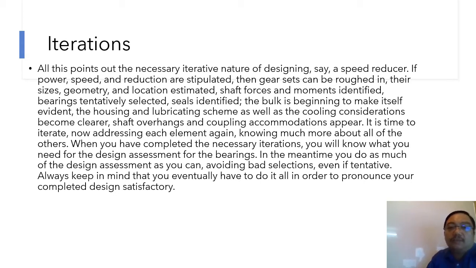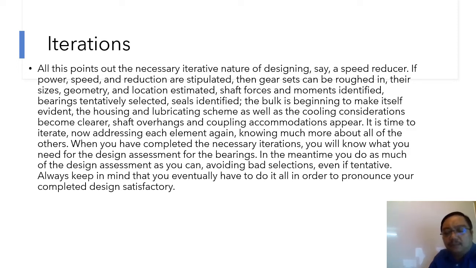At this point it is necessary to note the iterative nature of designing a speed reducer. The power and speed reduction are stipulated. The case set can be rough. The size, geometric location, and estimated shaft forces and moments are identified. Bearings are selected, seals identified. The bulk is beginning to make itself evident. The housing and lubricant scheme, as well as cooling considerations, become clearer. Shaft overhang and coupling combinations appear. It is time to iterate to now address each element again.